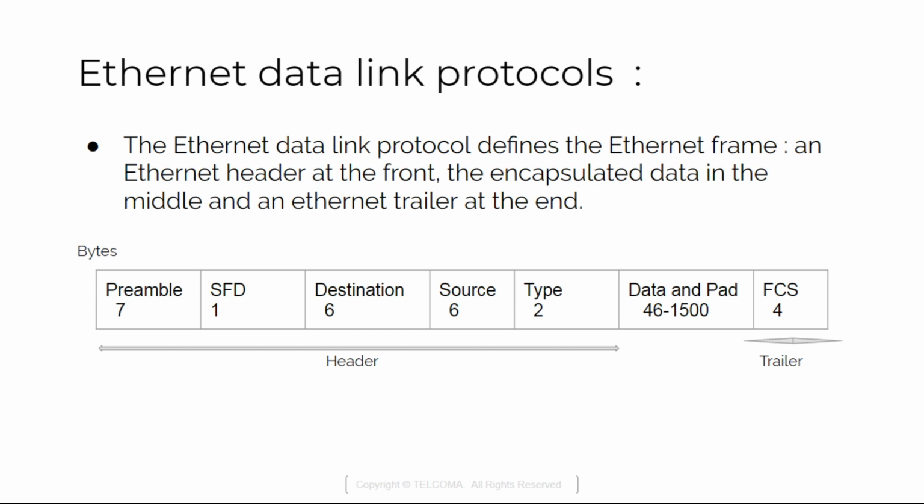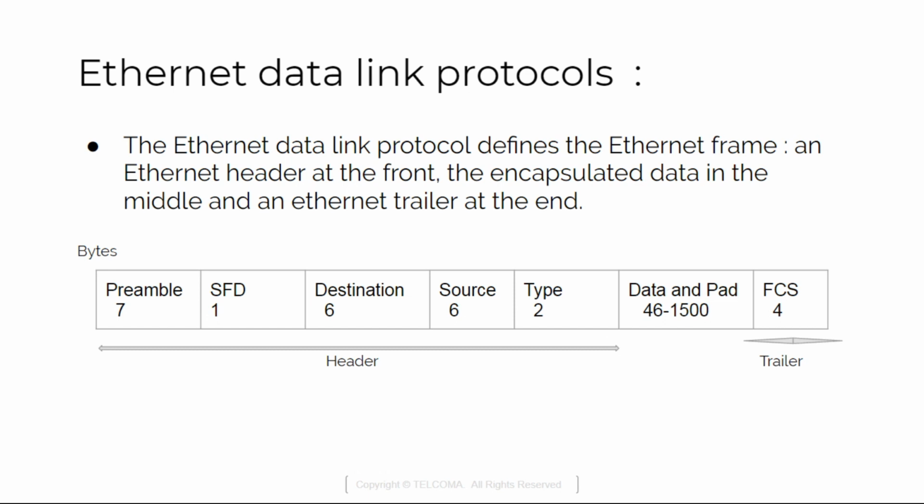Then the destination MAC address, which has 6 bytes, identifies the intended recipient of this frame. The source MAC address, 6 bytes, identifies the sender of this frame. Then we have type. 2 bytes are taken by this. It defines the type of protocol listed inside the frame, IPv4 or IPv6.